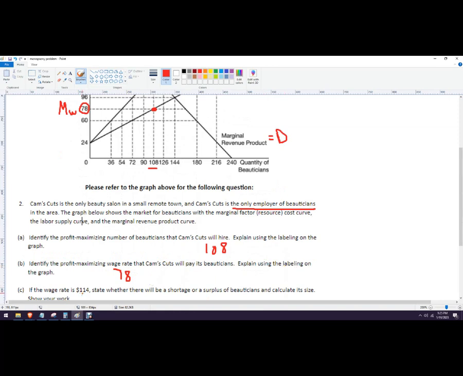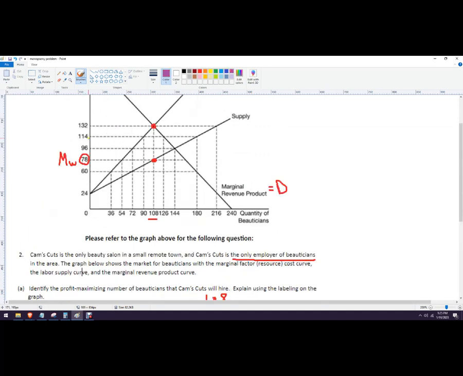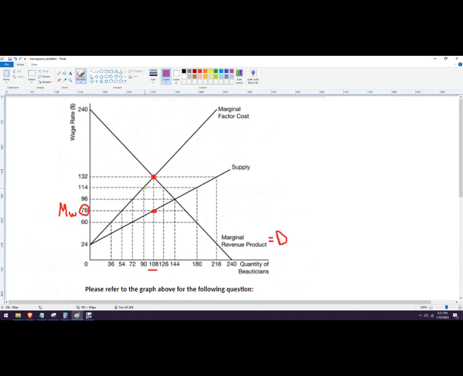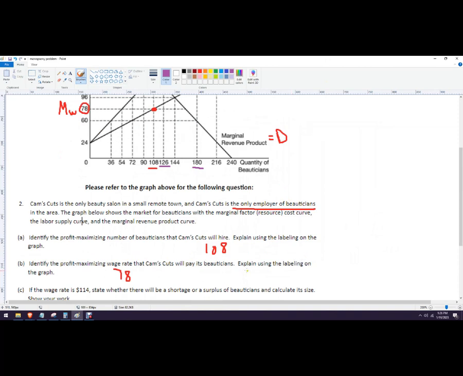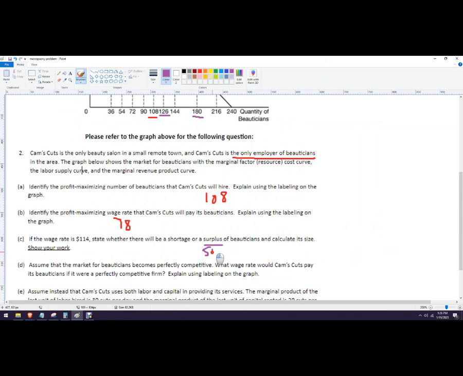Okay, if the wage rate is $114, state whether there'll be a shortage or surplus. So what you're going to do there is go to 114 and follow this over to where it hits. Right here. So there'll be 126 workers demanded, but at $114 we're going to have 180 show up. So it's the difference between these two: 180 minus 126 is 54. So the surplus of workers, sometimes called unemployment, will be 54 in that case.